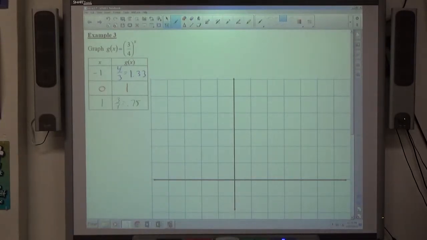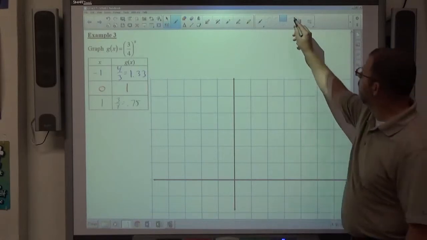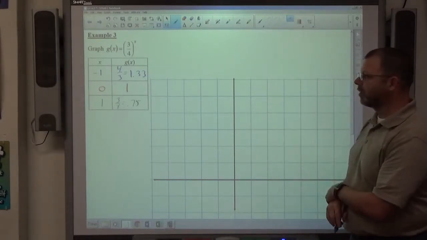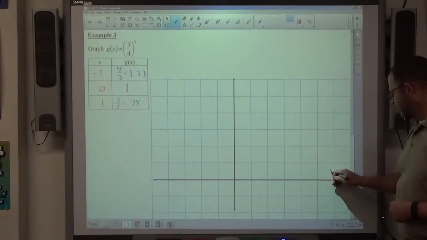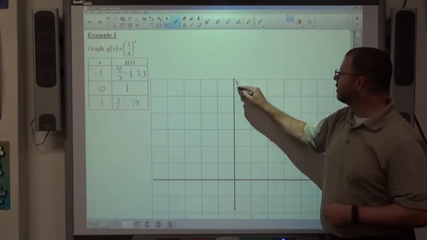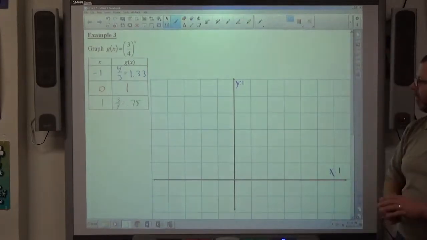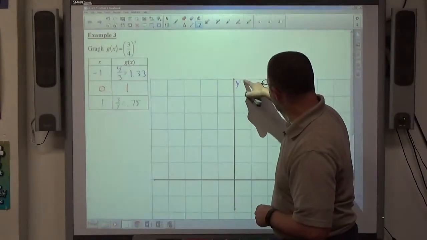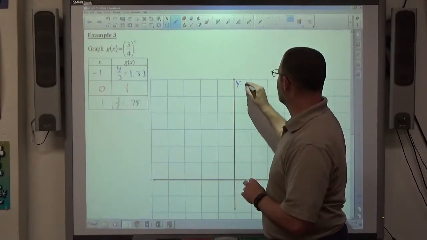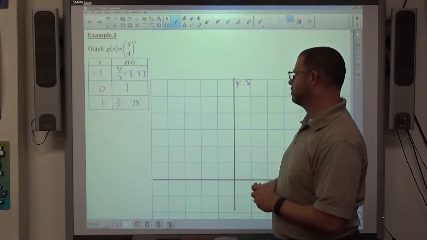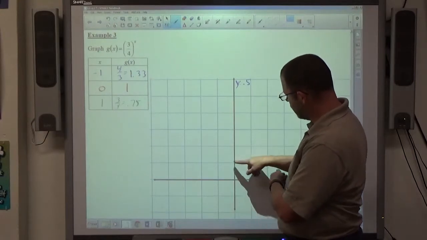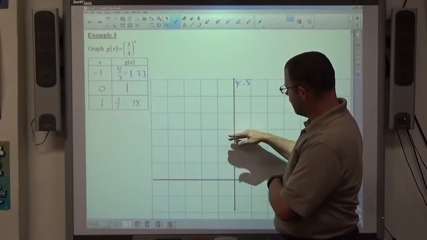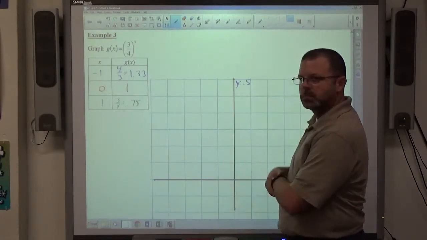If I were to plot these 3 points only, and the numbers aren't ridiculously large or small, I'm going to just go a 1-to-1 scale. So x is at a 1 scale and y is at a 1 scale. You know what? Let's go y at maybe a 0.5 scale, because I have a lot of space there. I only have to go up to 1.33. So 0.5, 1, 1.5. It gives me a little bit more space to work with.